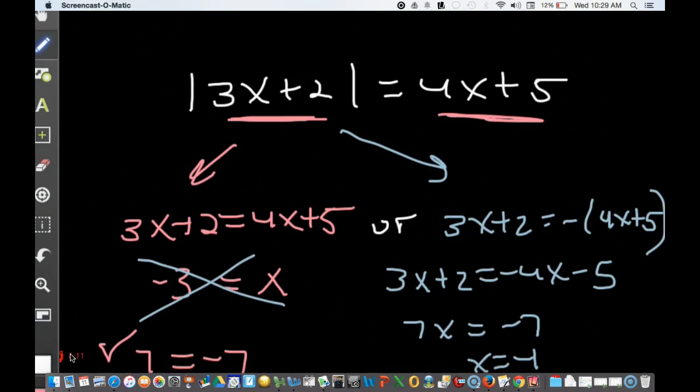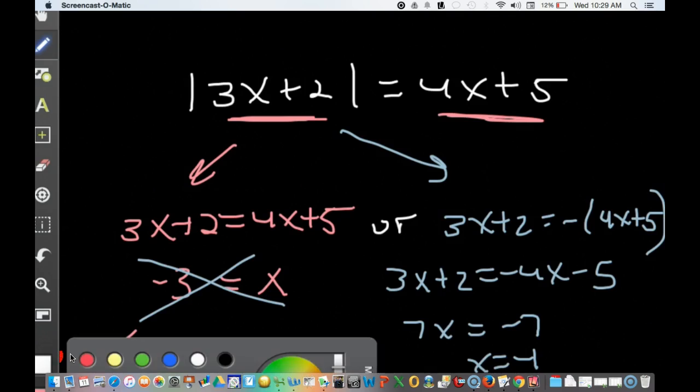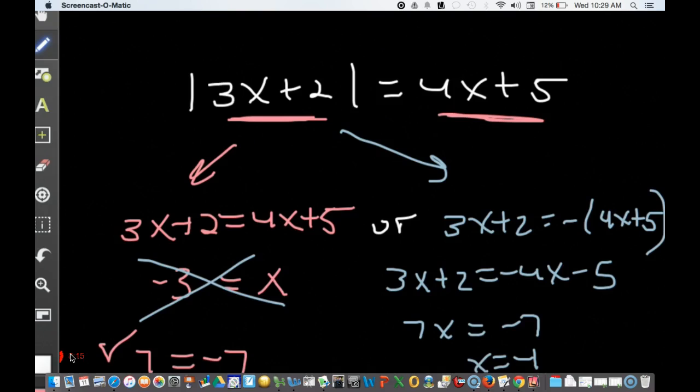Now, if I go to the other side, sorry about that, 3 times negative 1 is negative 3, plus 2 is negative 1. The absolute value of negative 1 is 1. 4 times negative 1 is negative 4, plus 5 is 1.